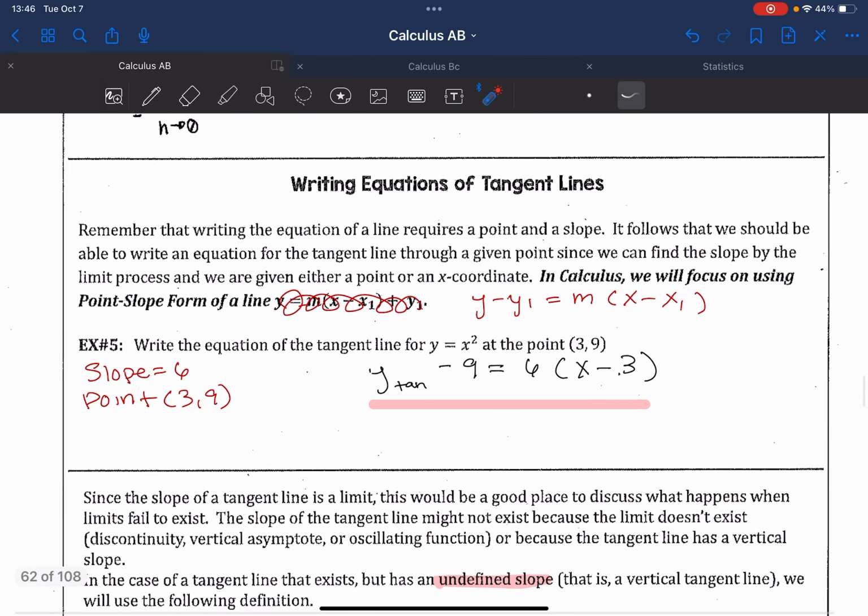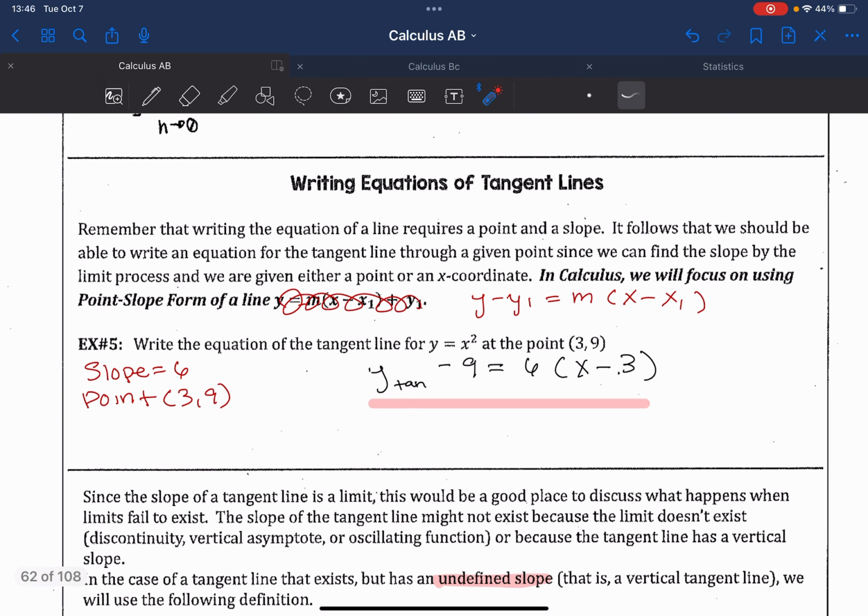Same concept when we're talking about tangent lines. Once we're given the slope and the point, we use the formula y minus y1 is equal to m times x minus x1 and plug in all our values. What's nice is that we do not need to simplify further than this. Once we plug in all our numbers, this is good enough.